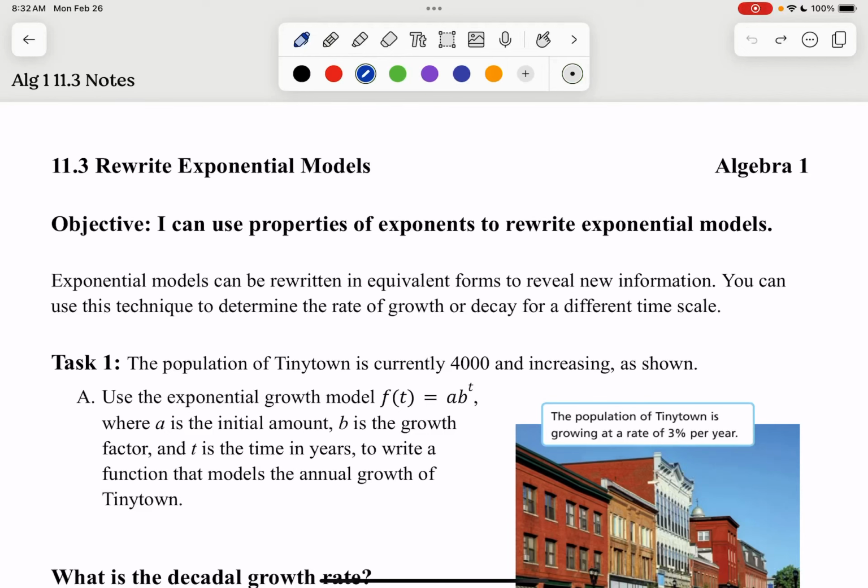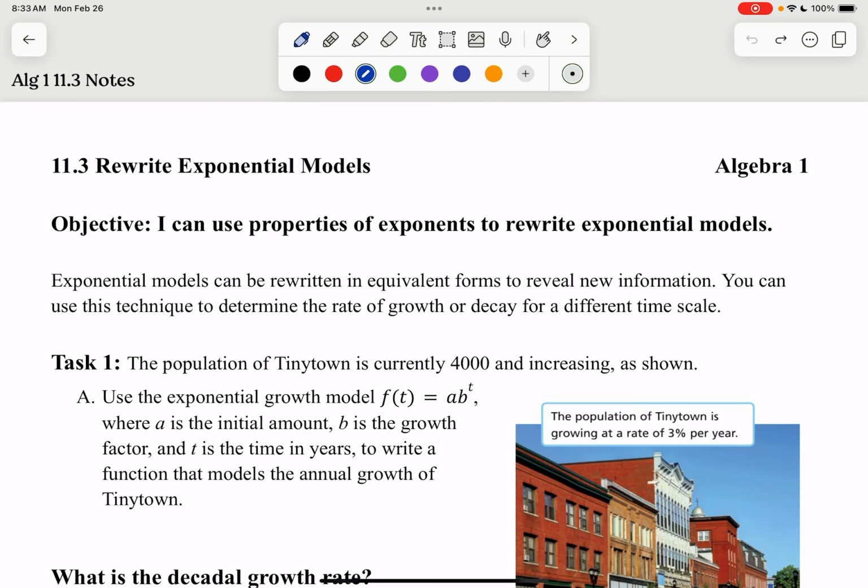All right, we are going to be rewriting exponential models today. So we're going to be using our properties of exponents to rewrite exponential models to be able to solve problems and give us information about problems. So first here, we're just going to read: exponential models can be written in equivalent forms to reveal new information. You can use this technique to determine the rate of growth or decay for different time scales.